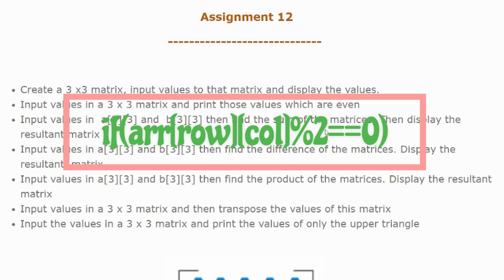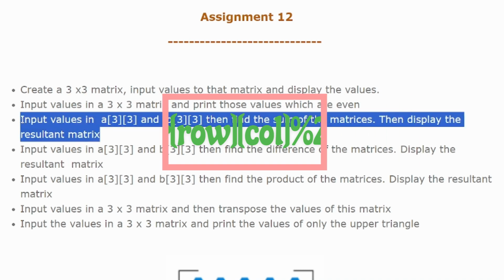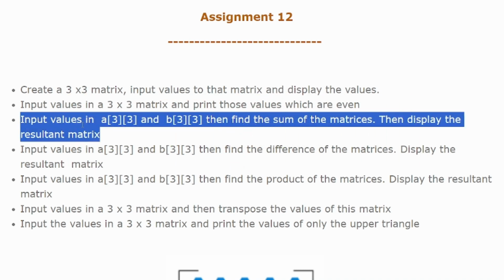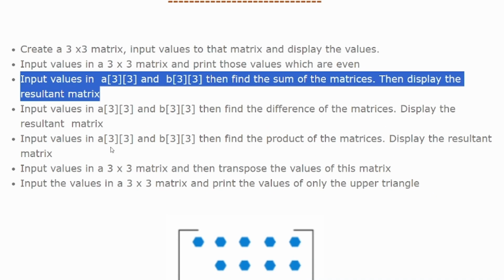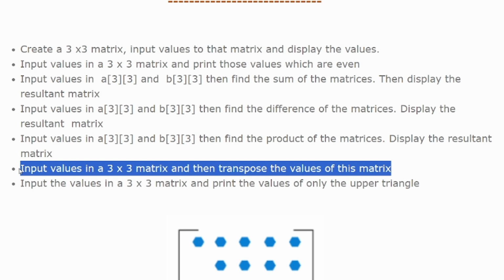3 into 3 matrix B, and find the sum of the matrix. This is the question I'll show you again. But before going to this, I will discuss all these. Input the values in 3 into 3, and then the difference of the matrix. So we have A, we have B, and then for each value of A, you have to find the difference. Input the values in a 3 into 3 matrix and find the product of the matrix. 3 into 3 matrix and transpose. You know the transpose of a matrix is where row becomes column, and column becomes row.